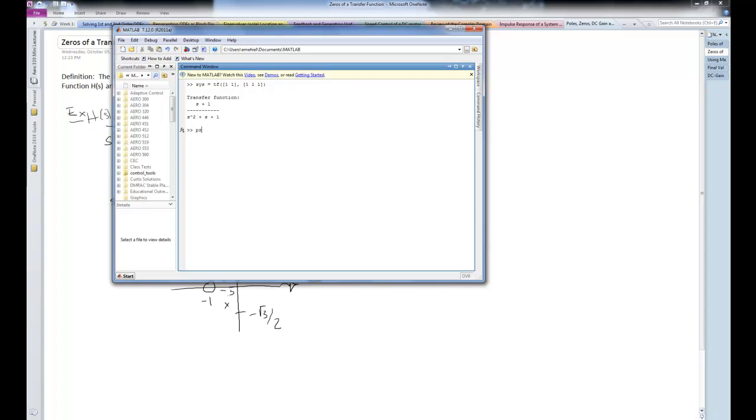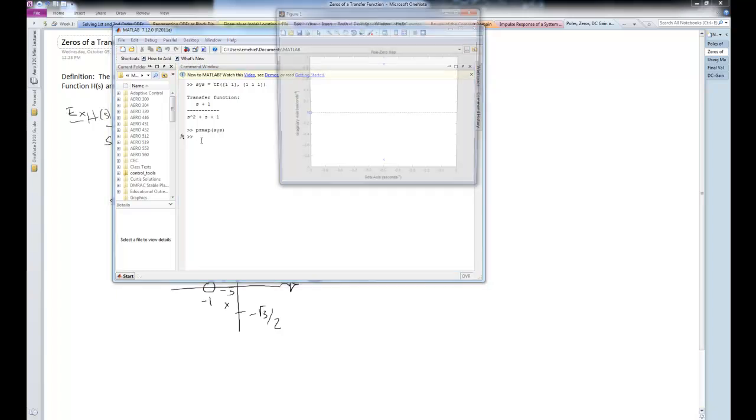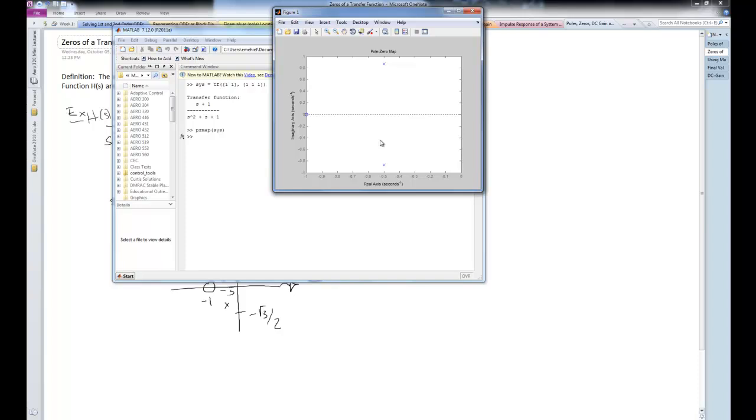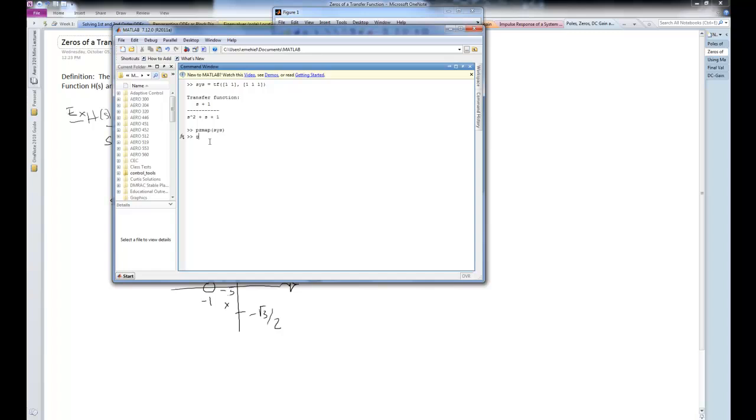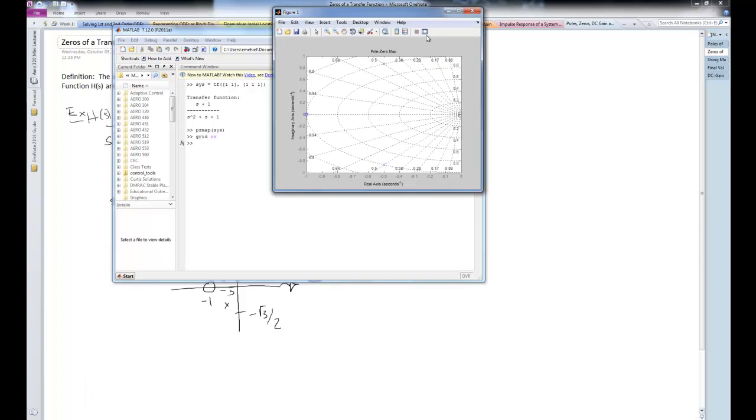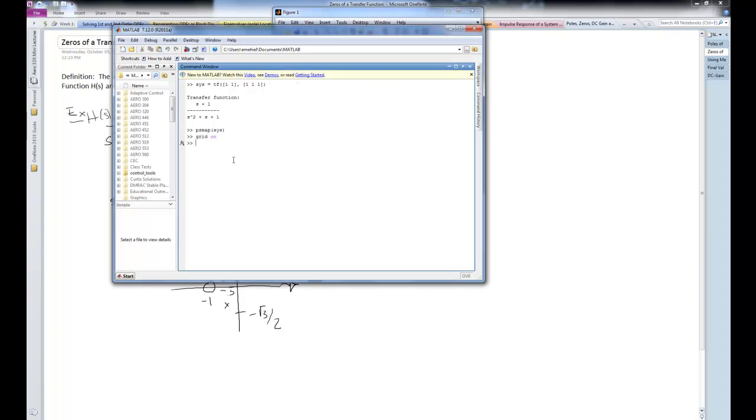I can use the pzmap of the sys, and notice what that command does is actually take the transfer function object and then plot the poles and the zeros, the finite zeros, in the complex plane. If I put the grid on, one thing that's interesting to notice is that it's actually plotting these in a polar coordinate system, and not necessarily in a Cartesian coordinate system. The other thing I can look at is I can use the command pole of the system, and that tells me what the poles are.